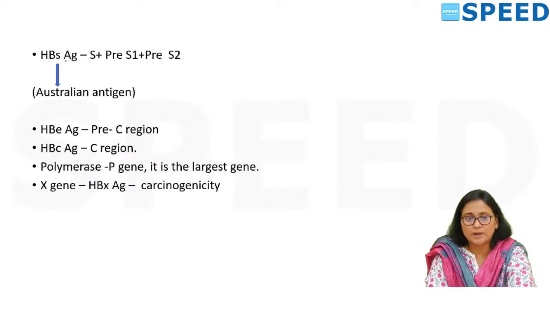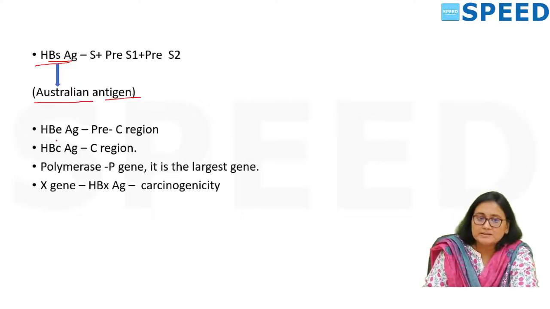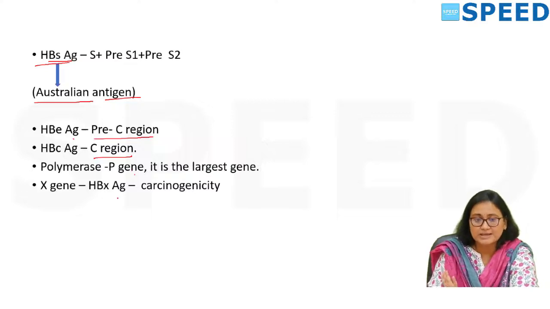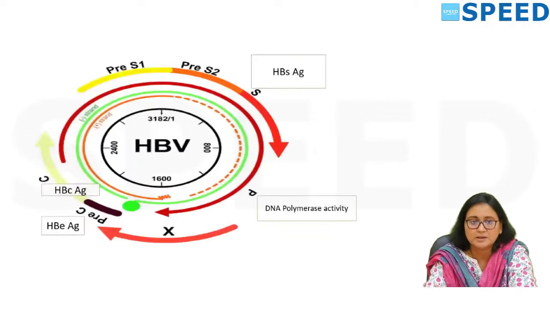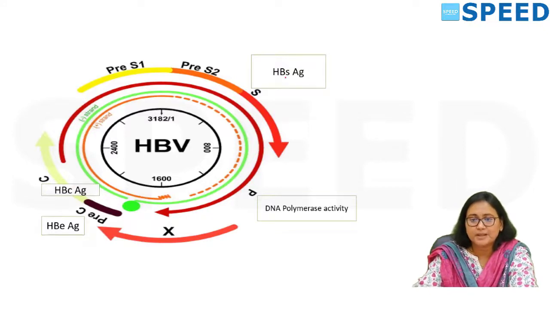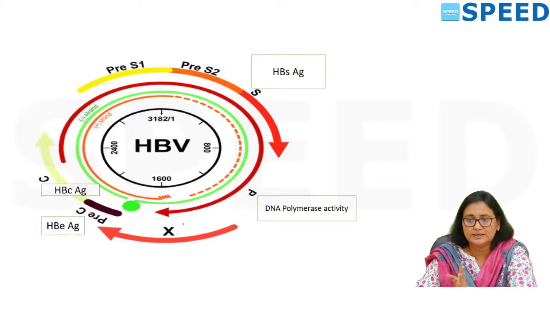Different kinds of antigen you have. So hepatitis B surface antigen, which is pre-S1 and pre-S2, and hepatitis B surface antigen is also called Australian antigen. Hepatitis B envelope antigen, which is pre-C region, hepatitis B core antigen, which is C region, polymerase P gene, which is the largest gene, X gene, which is responsible for carcinogenicity in hepatitis virus. So you can see this is the picture, PS1, PS2 and S, okay. Then you have DNA polymerase and the other things which we discussed now.